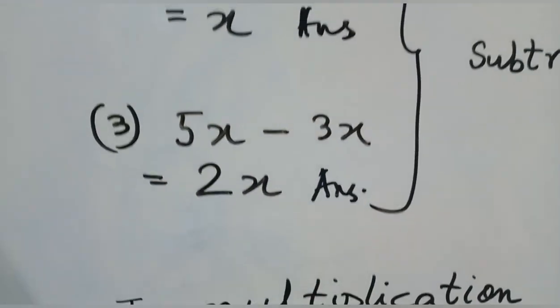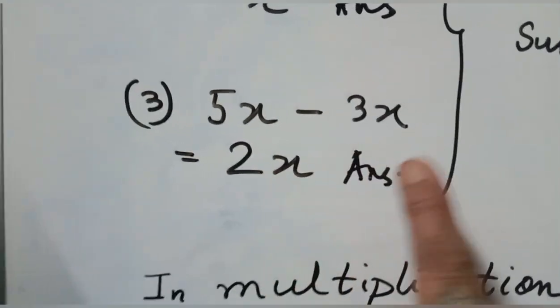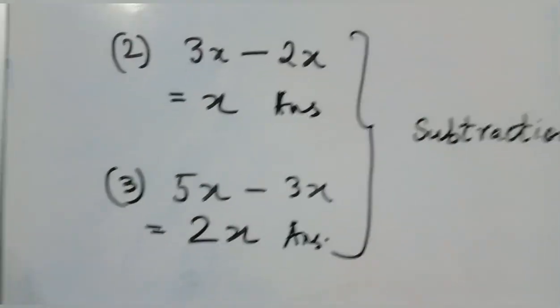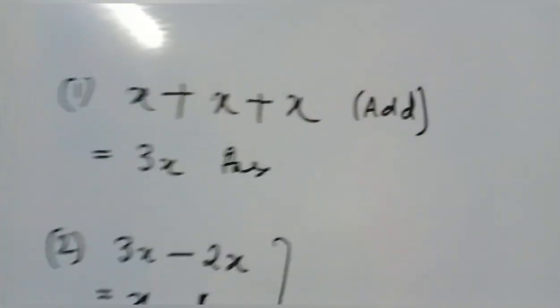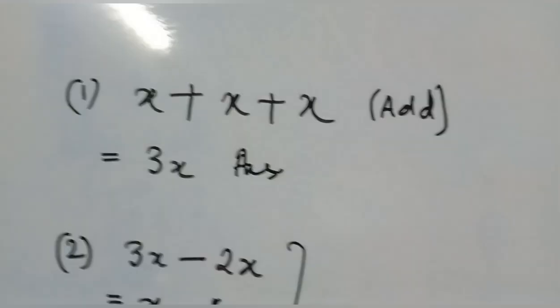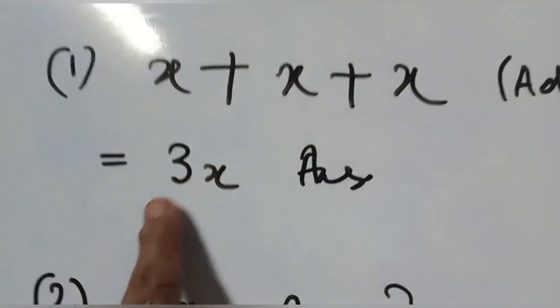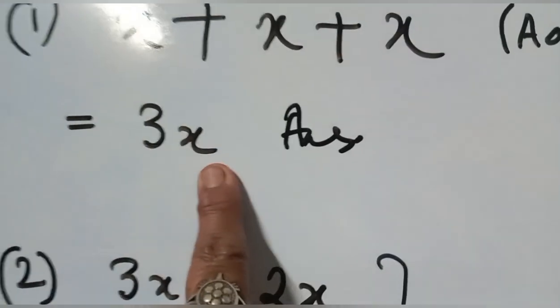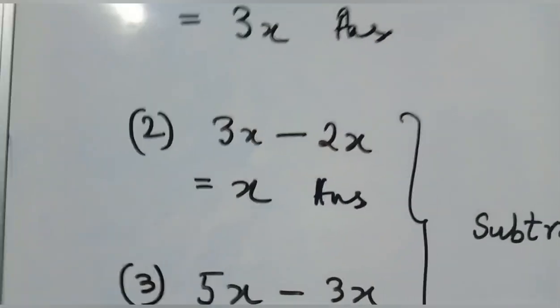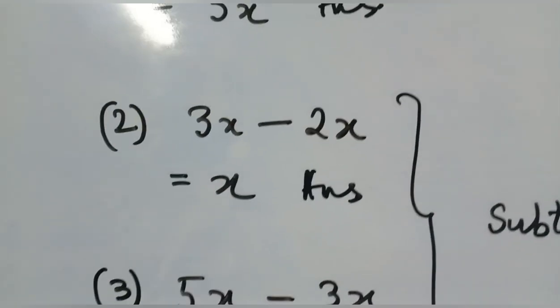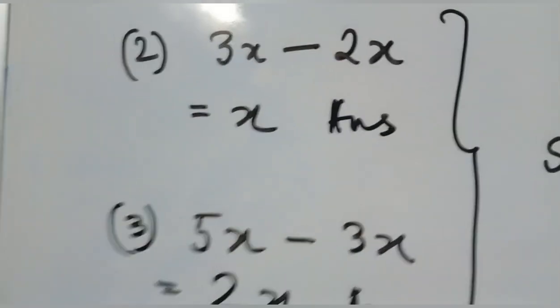In the same way, another simple sum, 5x minus 3x is 2x. Very simple. Simple subtraction. Nothing new. So just see the addition part once more. We are just adding. How many x's are there? We are adding and putting the number here and putting the x here. That is the addition method. Subtraction method is also very simple. Simple subtraction. But the quantities should be same.